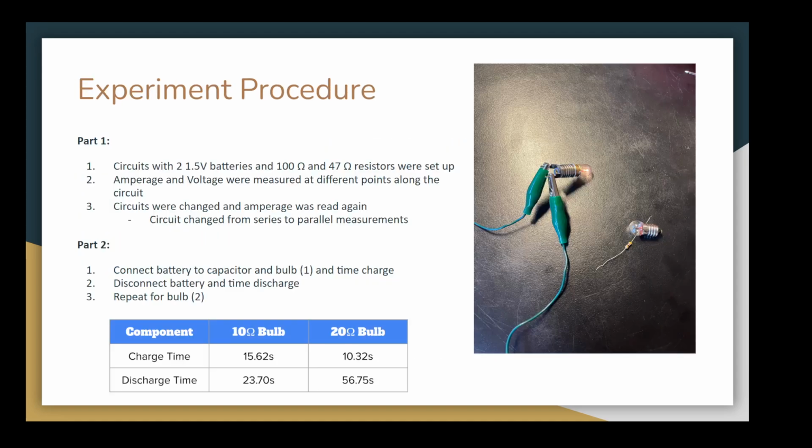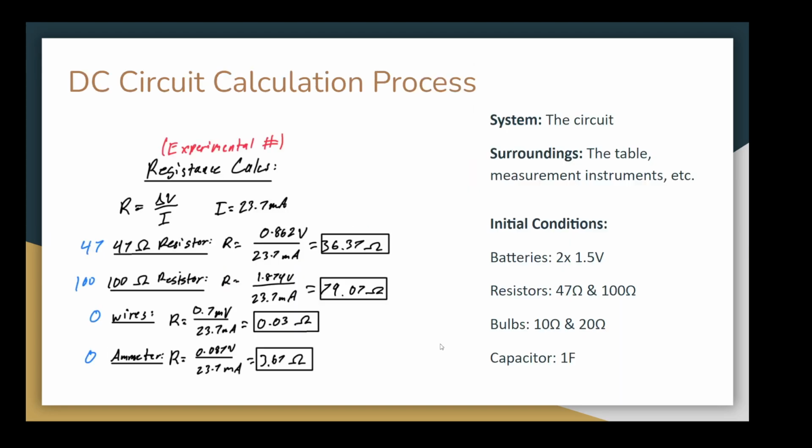Experimental procedure. We connected circuits with two batteries and resistors and set them up to measure voltage and amperage with ammeters and multimeters. Then we changed the circuits around and did it again. In the second part, we connected a battery to bulbs and capacitors, not resistors, and let them charge and discharge. Right down here, you can see the time of that. The pattern described in the previous slide is present here. It kind of flip-flops crosswise. It's a bit strange.